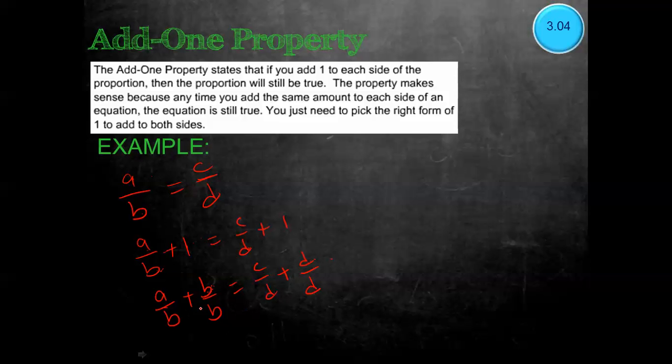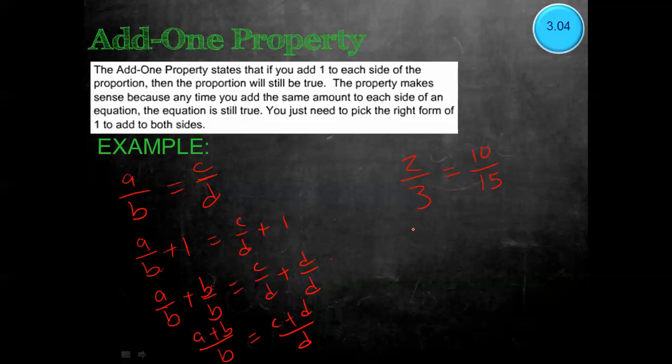Because these both equal 1. Okay, so now I can rewrite this as (A plus B) over B equals (C plus D) over D. All right, so what that looks like, if I have the same thing that I had earlier, right? 2/3 equals 10 over 15.